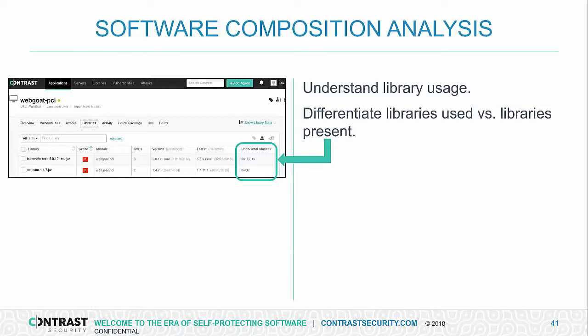So if we look at the one on the bottom, xstream147.jar, what we can see is that there's two CVEs, and if we want to upgrade this, we can certainly go from version 1.4.7 to version 1.4.11. However, looking at used out of total classes, we're using 0 classes from Xstream, which means that while there are two CVEs in that library, we're not actually using that library, so we're not going to be hit by those CVEs because that code is never actually called.